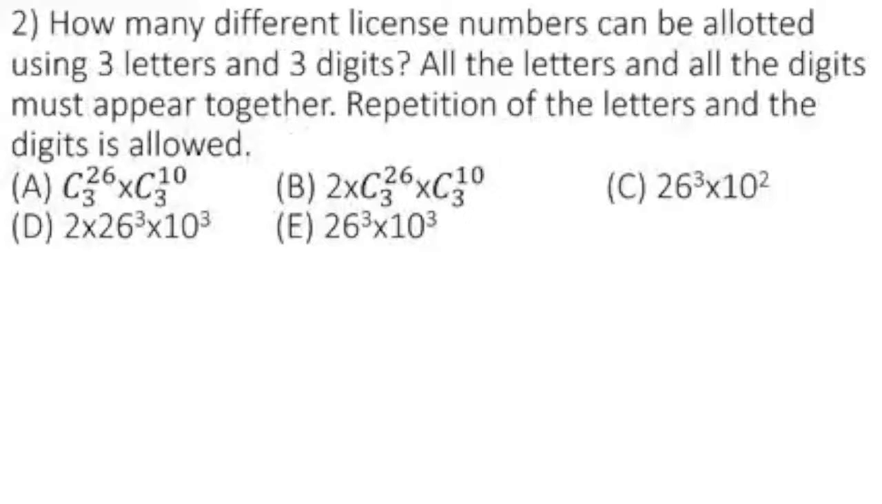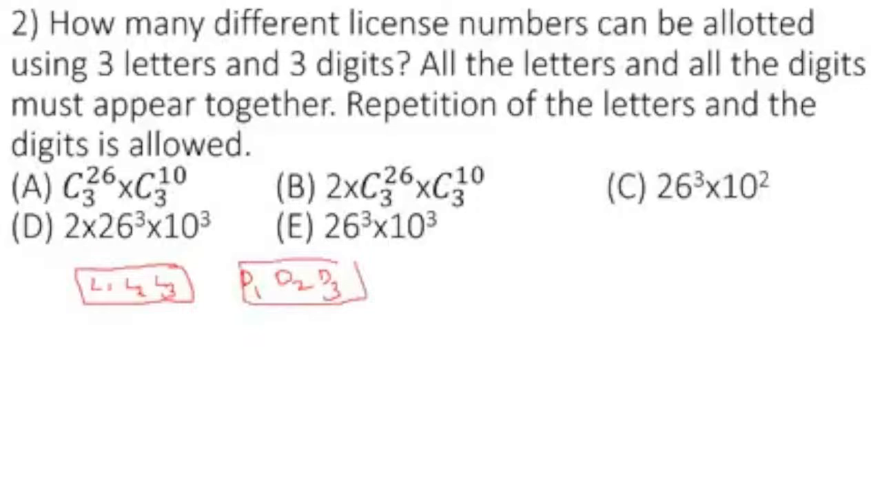How many different license numbers can be allotted by using the 3 letters and 3 digits? All the letters and all the digits must appear together, and repetition of the letters and digits is allowed also here. So guys, the question is asking that letters should be together. Similarly, the digits should be together here. So letters L1, L2, L3 should be together, as well as digits D1, D2, D3 should be together.